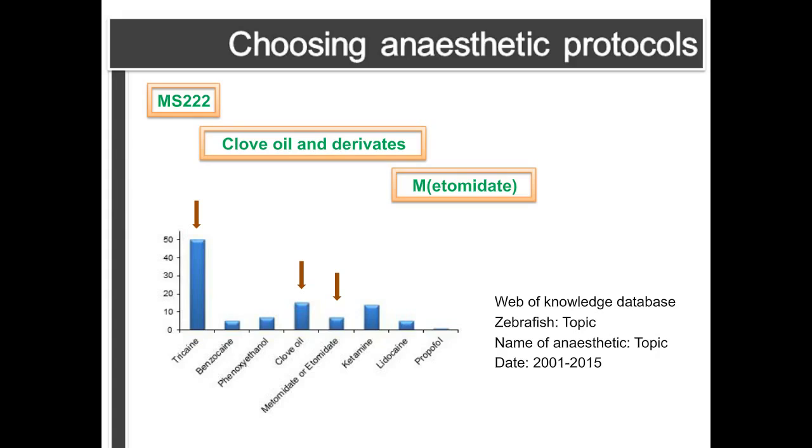Here, the phenoxyethanol has the same number of articles as the etomidate and metomidate, but when I checked the articles, I saw that the word zebrafish was there, but it was not about the zebrafish. For the ketamine, most of the articles that I found were related to the toxicological effects of ketamine in development. The propofol lidocaine article is not here because it was published just this year, and so it's just starting to be more studied.